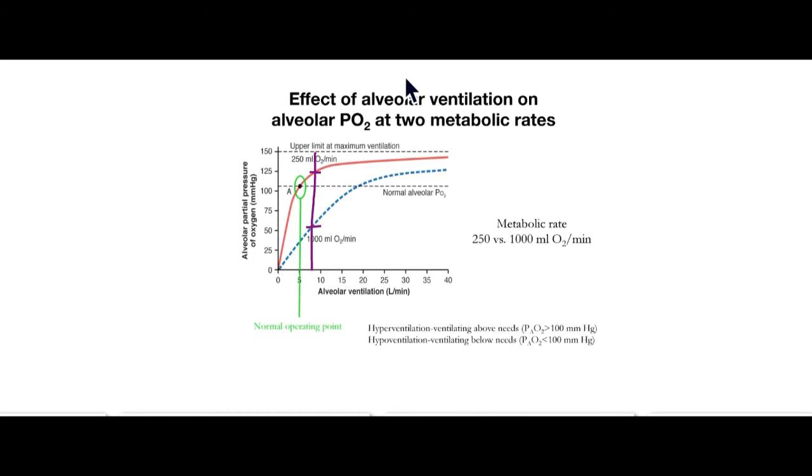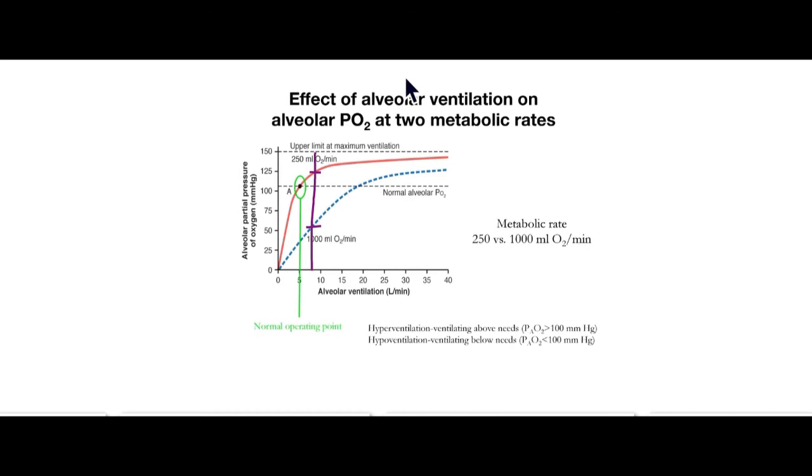Now at the bottom, it just refers to the definition of if you were to hyperventilate above your needs or hypoventilate below your needs, by definition, it would be an elevated or depressed level of alveolar PO2 above or below that 100 millimeters of mercury. So that's just sort of for reference. Your normal operating point is going to be a ventilation rate of about 4 or 5. Typically 4 is a little bit more accurate for the average person, especially for a lot of our calculations.